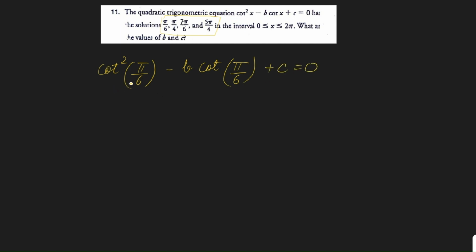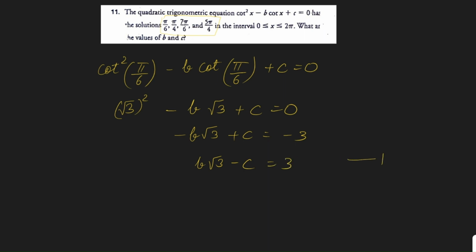And we know that cot pi by 6 is the same as tan pi by 3, which is root 3. So cot pi by 6 should be root 3 also. So this becomes root 3 square, and then minus b times root 3 plus c equal to 0. We can solve this further. We can say negative b root 3 plus c is negative 3, or you can say b root 3 minus c is 3. So this is one of the equations.